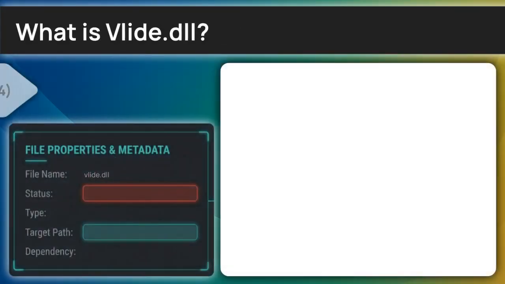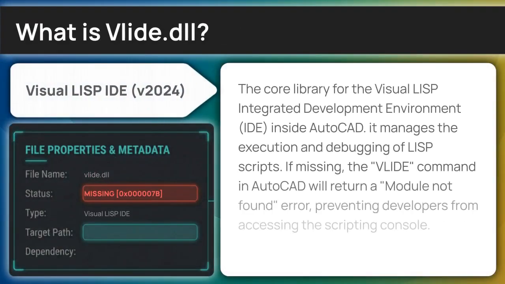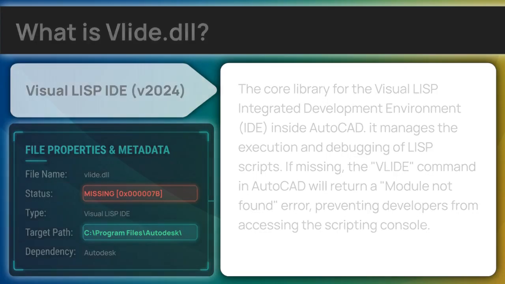This is the Visual Lisp Integrated Development Environment, the core library for the Visual Lisp Integrated Development Environment IDE inside AutoCAD. It manages the execution and debugging of Lisp scripts. If missing, the Vlide command in AutoCAD will return a module not found error, preventing developers from accessing the scripting console. Now that we've covered what the file does, let's jump into our first fix.